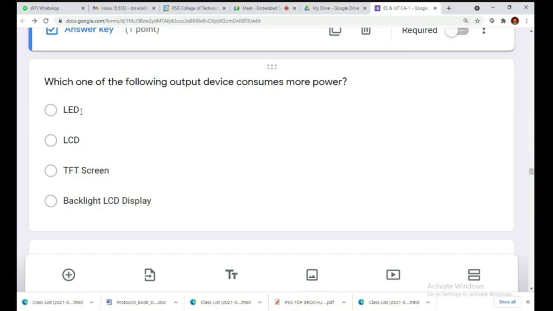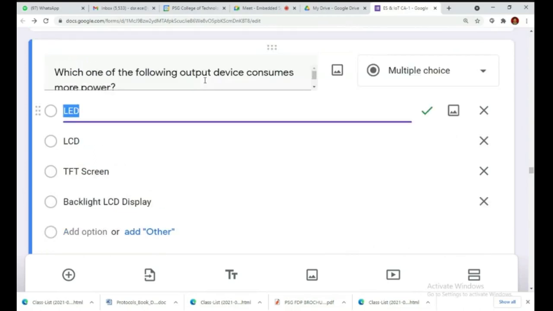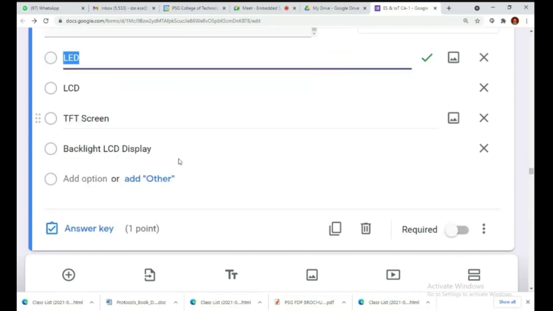Which one of the following output device consumes more power? LED is consuming more power. That's why LEDs are not widely used in battery-operated devices. Battery-operated devices use only LCDs. LCDs only consume very low power.